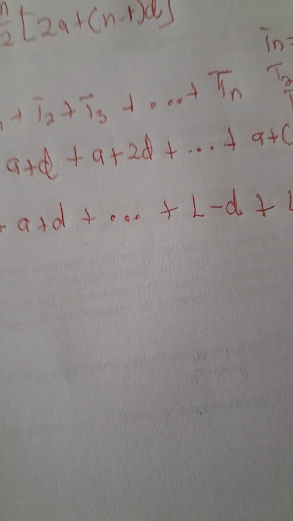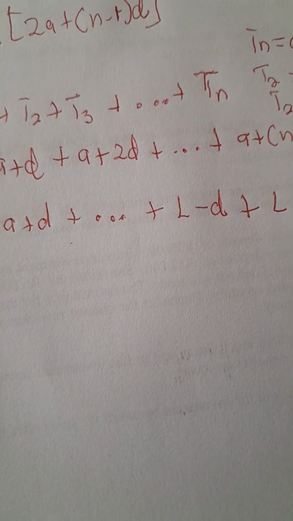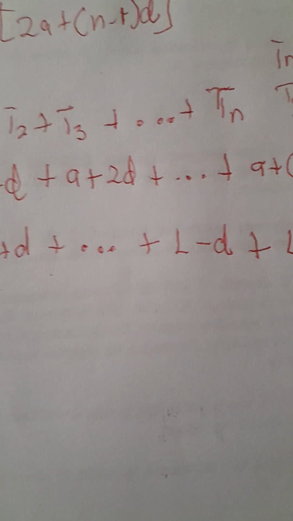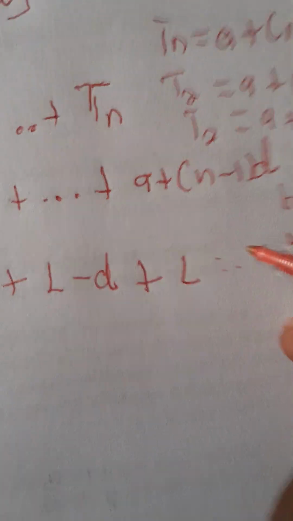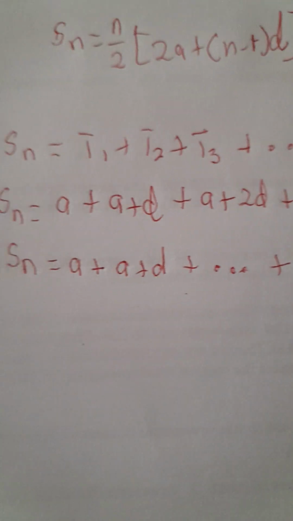Okay, we remember that when you go this side, the right hand side, you add. When you go the reverse side, it will be L minus d. So we are going to have L minus d plus L. So already we have what we call equation 1, okay?